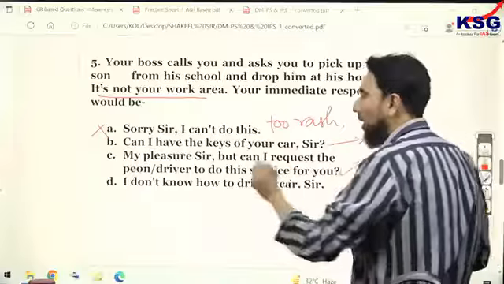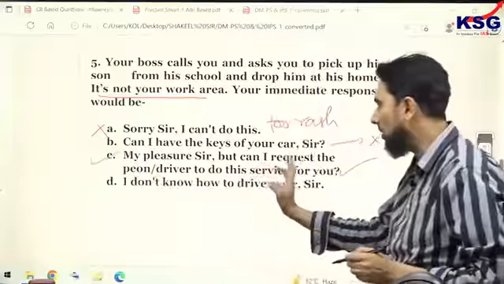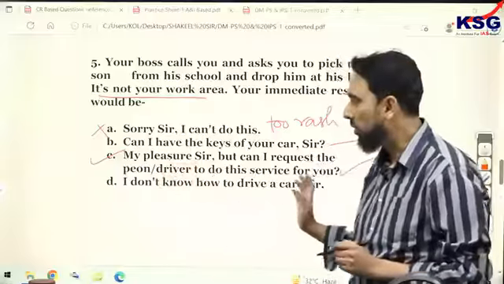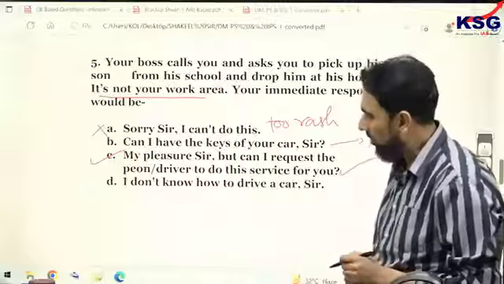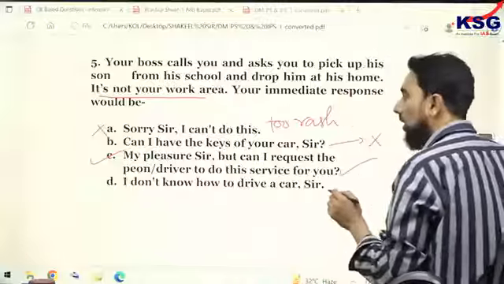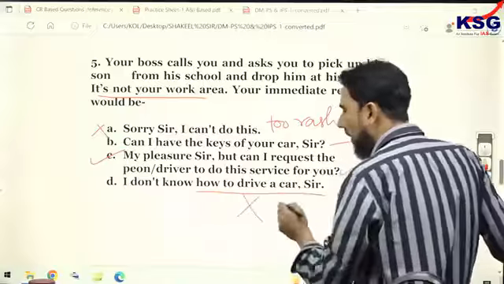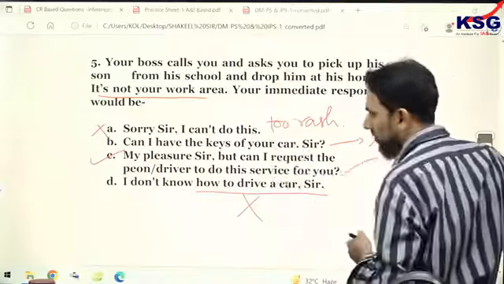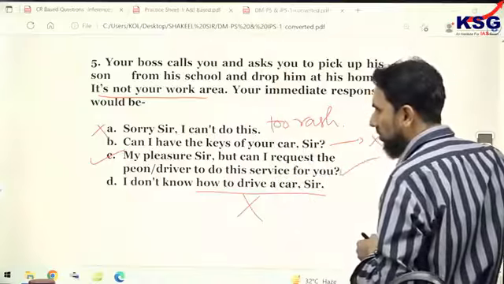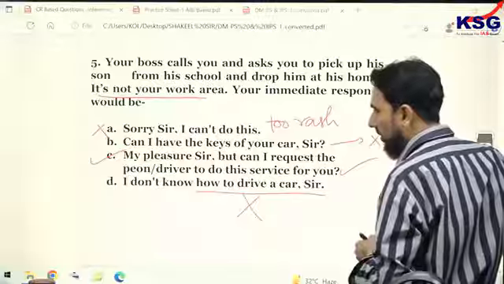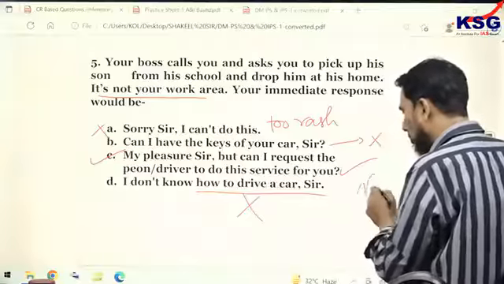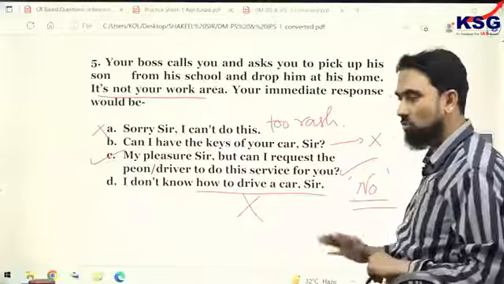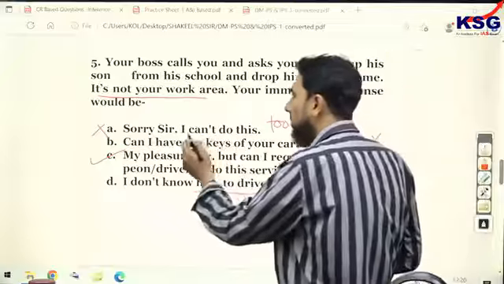This is the best option, because in this option, in a suggestive way, you are asking your boss why are you asking me to do this job? I mean, peon and driver are the right person. So you are giving him a suggestive message. I don't know how to drive a car, sir. If it is a lie, then it is of course not working. If it is truth, then it does not take the challenge in the question. So C is the best option, which majority of people have chosen, right? Can I request the peon and driver? Nobody likes no, right? So if you say no without saying no, like you are directly saying here no.